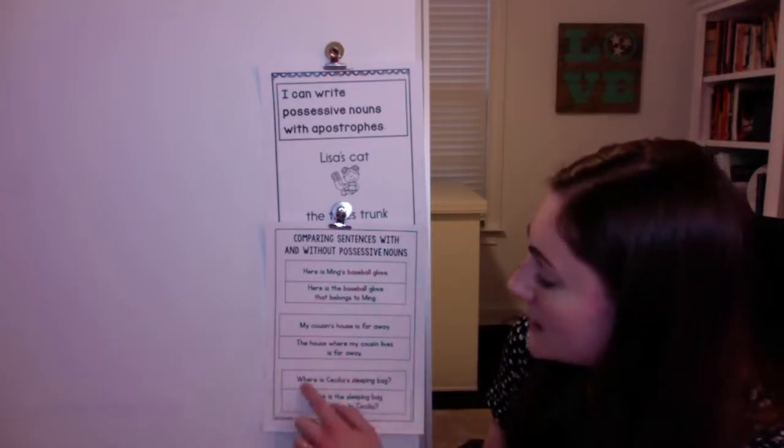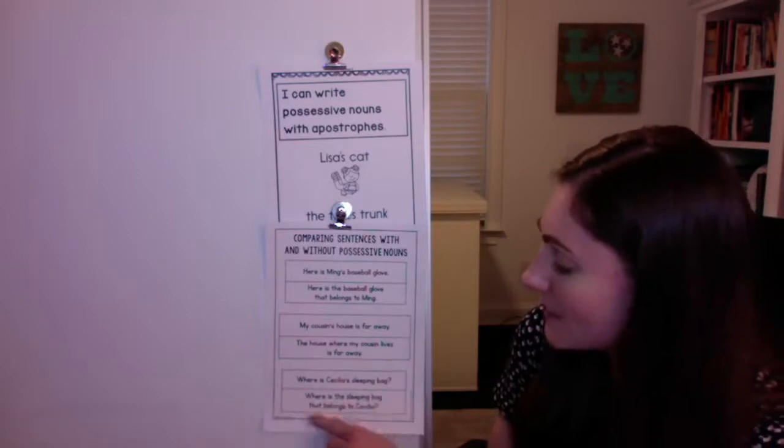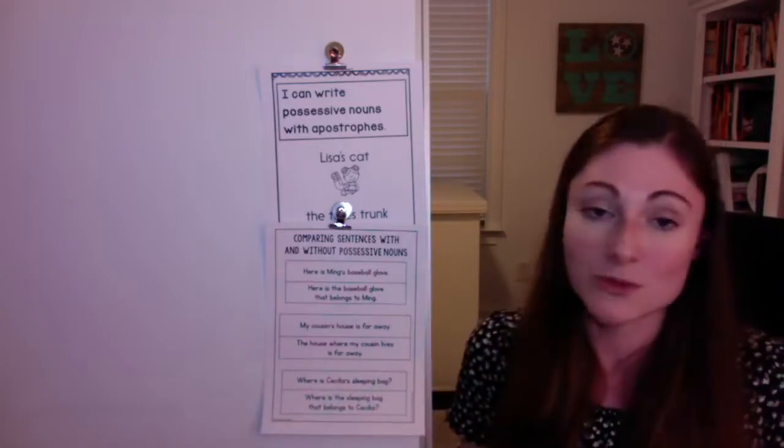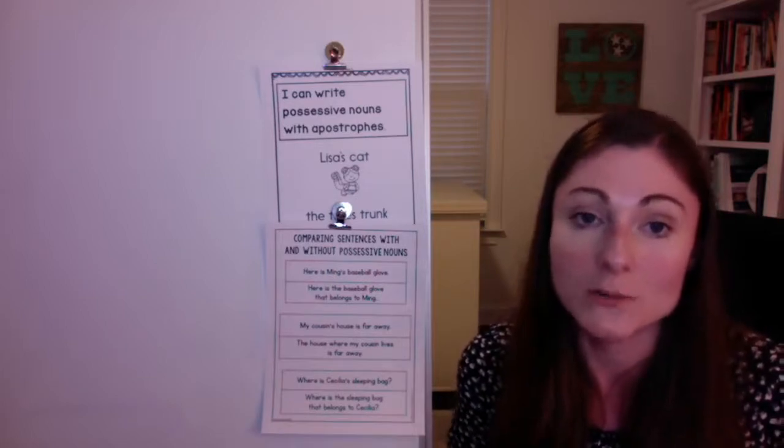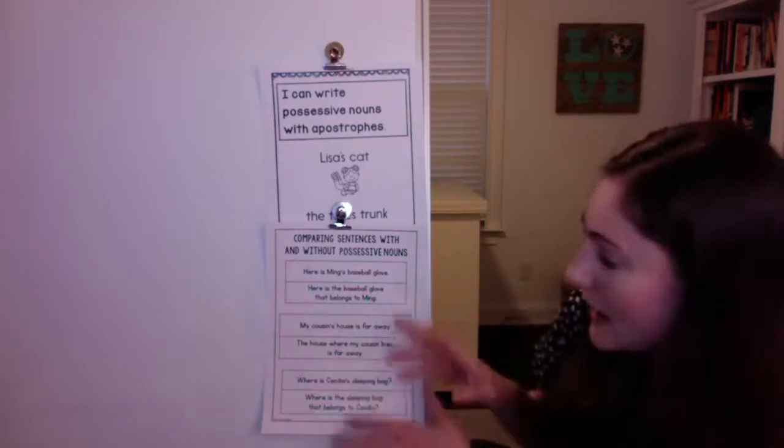So like the sentence, where is Cecilia's sleeping bag? versus where is the sleeping bag that belongs to Cecilia? The first one with the possessive noun is a little bit shorter. Possessive nouns can make it easier to say things, even though both are correct. So that's something we might do.